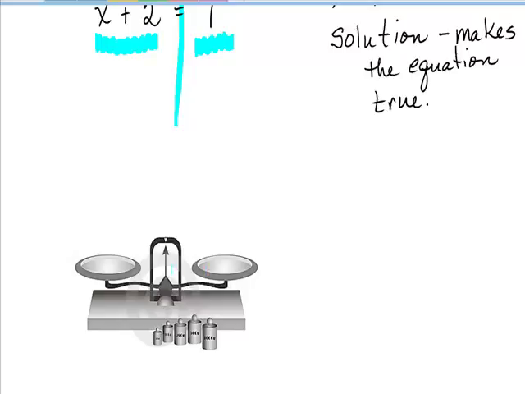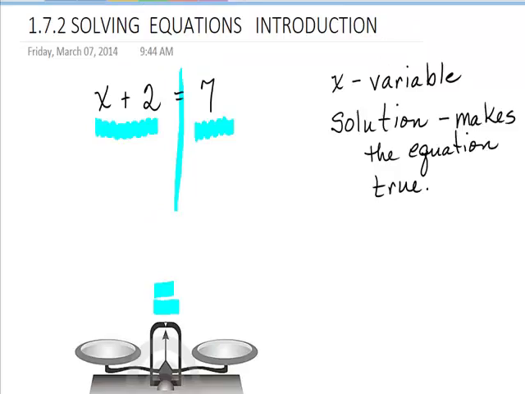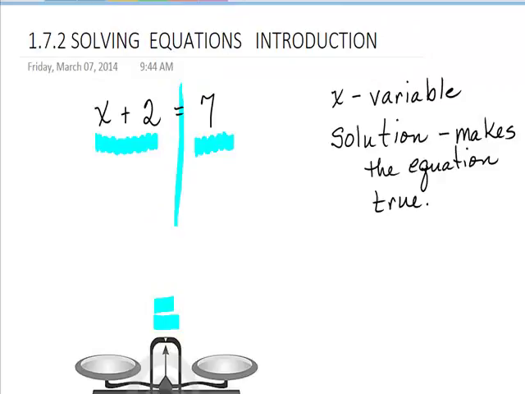But this is like an equation. Here's your equal sign, here's your left side, here's your right side. If you change the amount on the left side, that's okay, as long as you change the amount on the right side as well. So we're going to use that strategy when we solve equations. We're not going to just look at them and see what the answer is. We're going to do a process that will allow us to solve them.